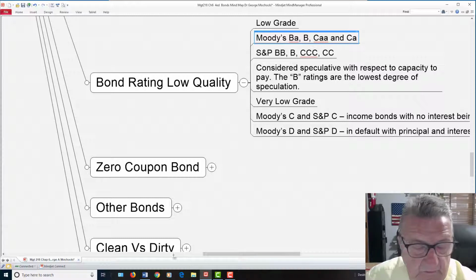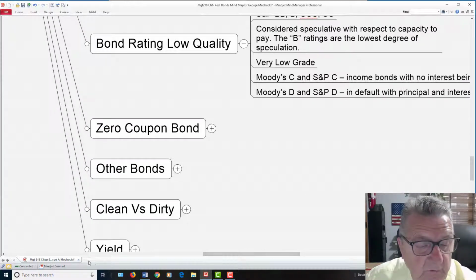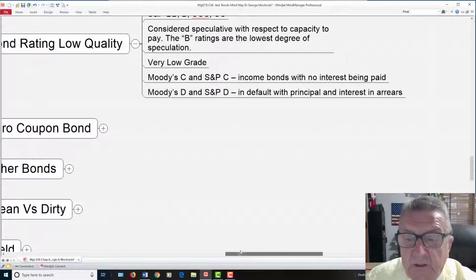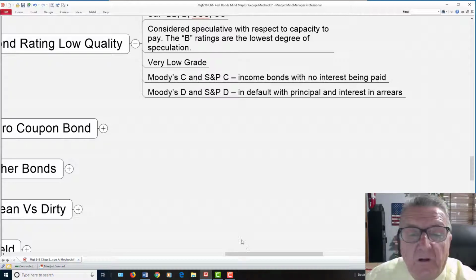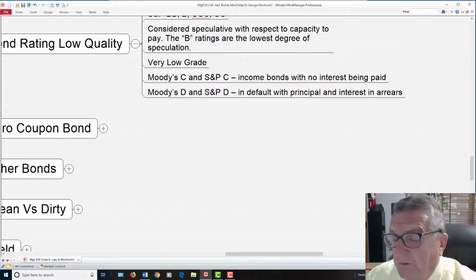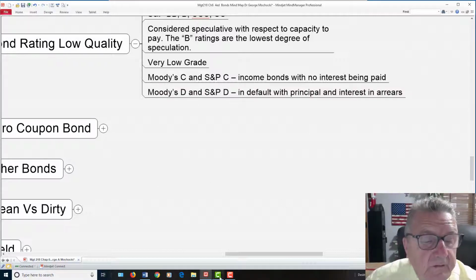Let me move this over. Remember, this is just a review. Look it up in the book because I'm trying to keep this under time. I'm not doing a full lecture. You could do a full lecture on all of them. This is just what was covered in the chapters. Moody's D is in default. All right, so now it's the bond coupon.